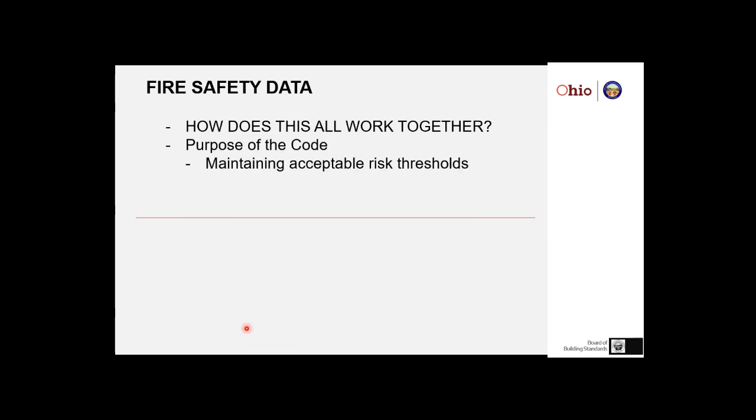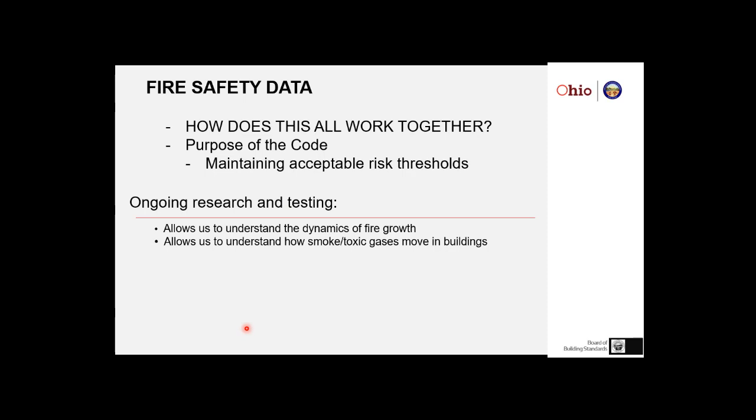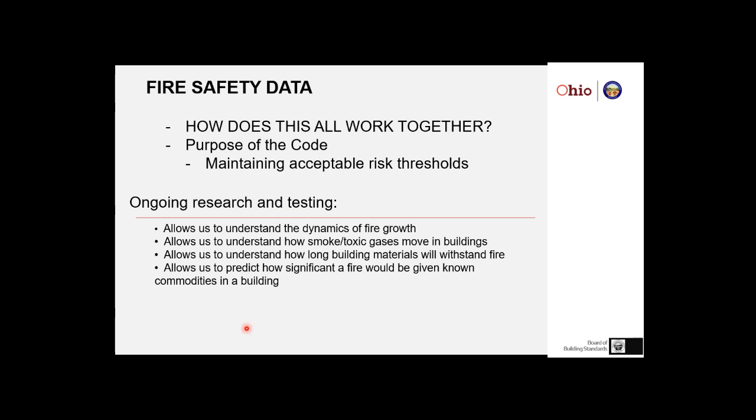Let's look again at one of the other purposes, maintaining acceptable risk thresholds. So there's constantly ongoing research and testing happening, as you just witnessed in that NIST video. These tests and all of the research being performed behind the scenes allow us to understand the dynamics of fire growth. It allows us to understand how the smoke and the toxic gases move within buildings and all the variables associated with that, such as ventilation. It also allows us to understand how long building materials will withstand fire. It allows us to predict how significant a fire might be given a known commodity in a building. And it provides us data that enables us to understand human behavior in a fire.